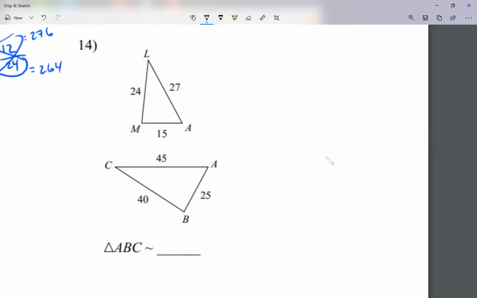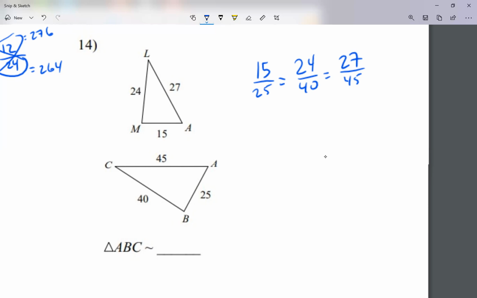All right, let's take a look at number 14. I don't have any angles here, so it seems like I'm going to try to go for side-side-side. How do I do side-side-side? Well, I have to check all three sides. From the figure on the top, let me write them from small to large. My measurements are 15, 24, and 27. From the other triangle, my measurements are 25, 40, and 45. Notice I went from small to large.